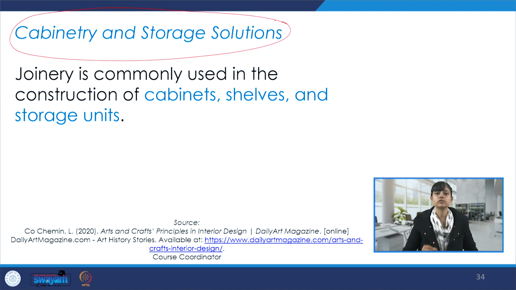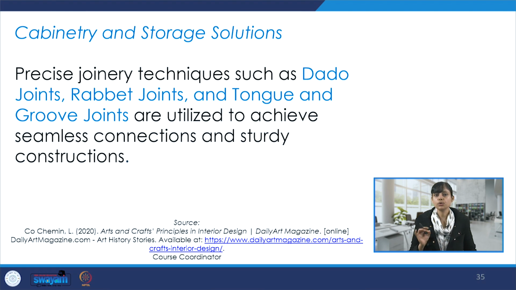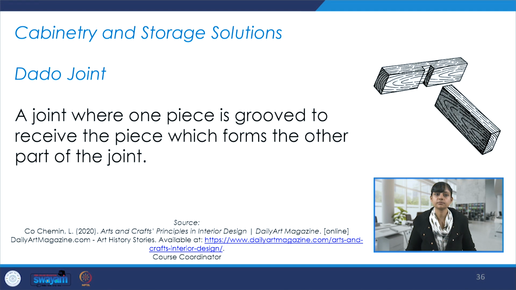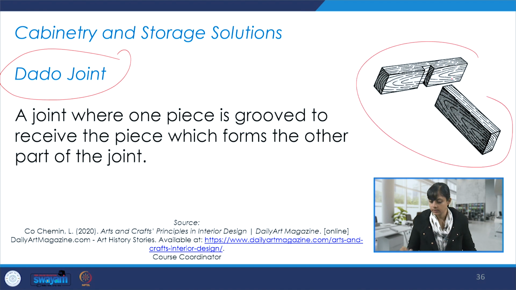Cabinetry and storage solutions. Joinery is commonly used in the construction of cabinets, shelves, and storage units. Precise joinery techniques such as dado, rabbet joints, tongue and groove joints are utilized to achieve seamless connections and sturdy constructions. This is the dado joint that we see over here.